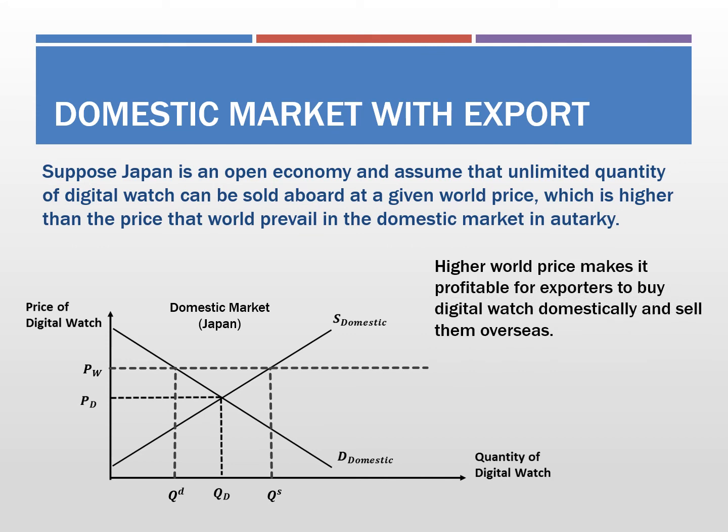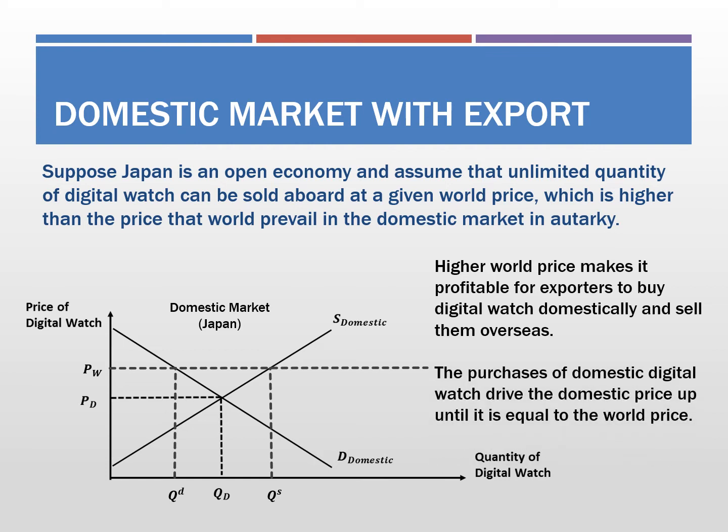The easy way to think about this is that the higher world price makes it profitable for the exporter to buy the digital watch domestically, and they will sell those watches overseas for profit. So you can imagine, maybe you are living in Japan or maybe in Australia, you find that buying a digital watch from Japan only costs $100, but people are usually paying $120 to buy the digital watch in, let's say, Australia. And you might think you should buy some of these watches from Japan and ship them into Australia and sell them for profit.